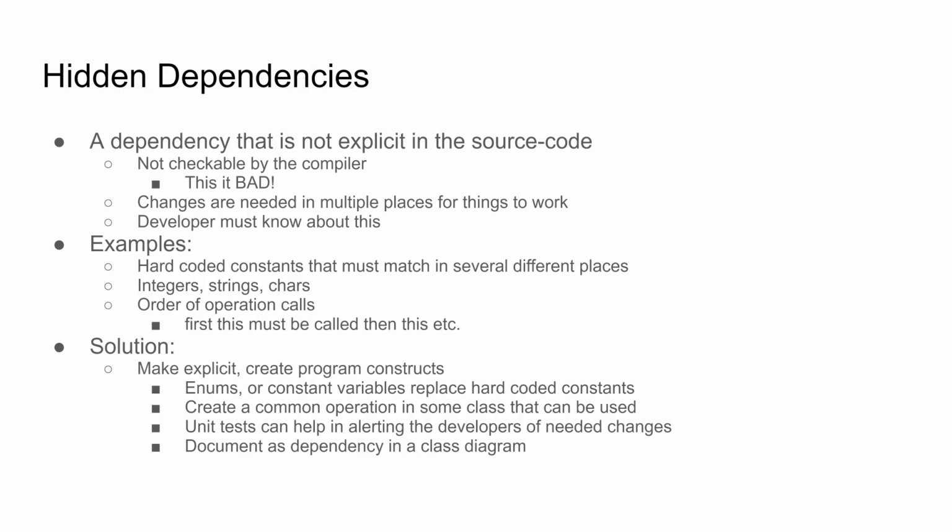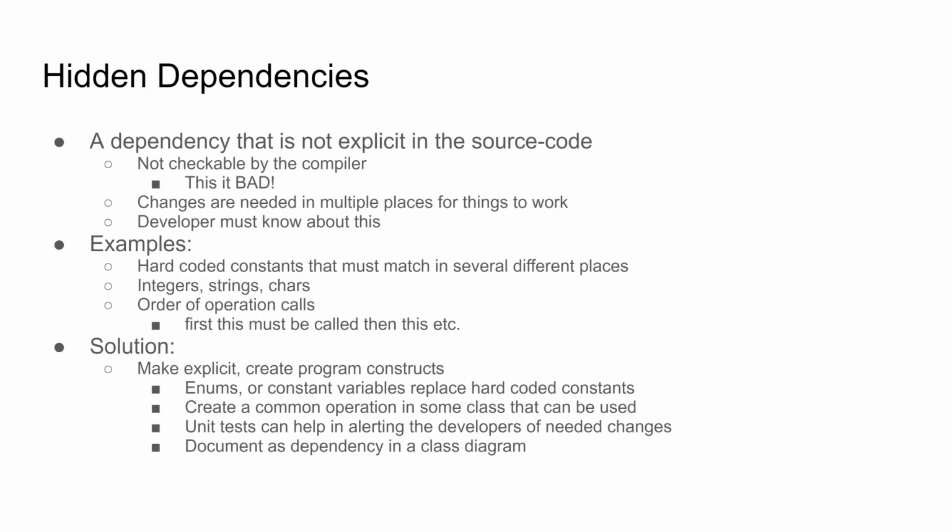So the solution is to try to make them explicit. Instead of hard-coded constants, use enumerations or constant variables to replace them. You can create some common operation, maybe in some class, that can be used instead of using these hard-coded constants, or have the order of the operations encapsulated in this operation instead of remembering to do this in a certain order all the time.